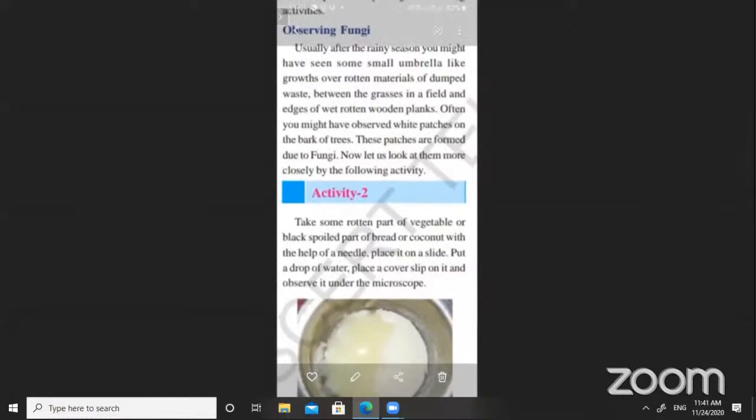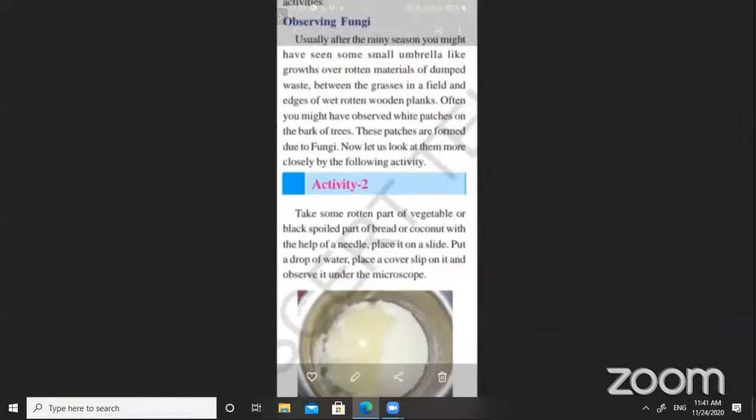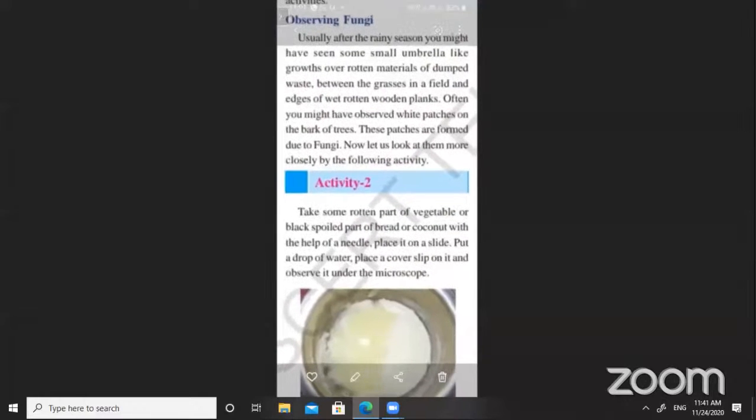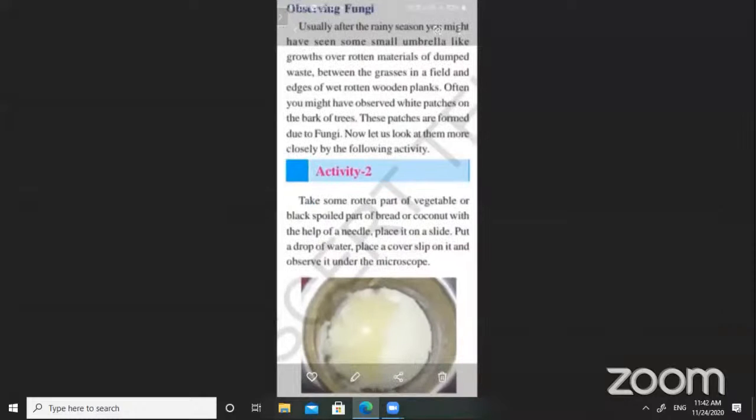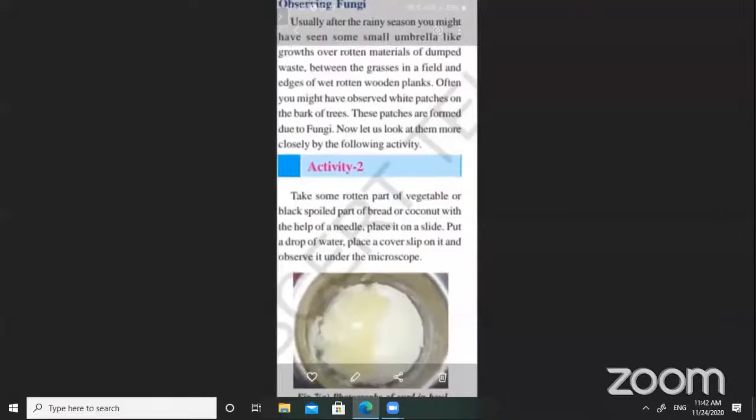You can also observe them between the grasses in a field and at the edges of wet rotten wooden planks. Often you might have observed white patches on the bark of trees. Bark means the outer covering of trees. These patches are formed due to fungi.